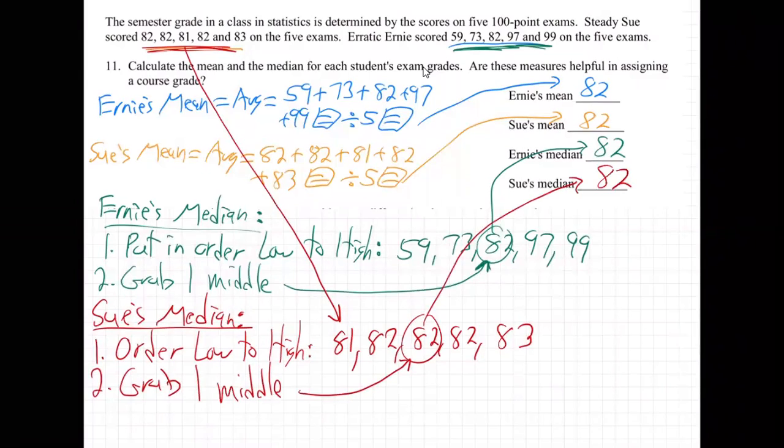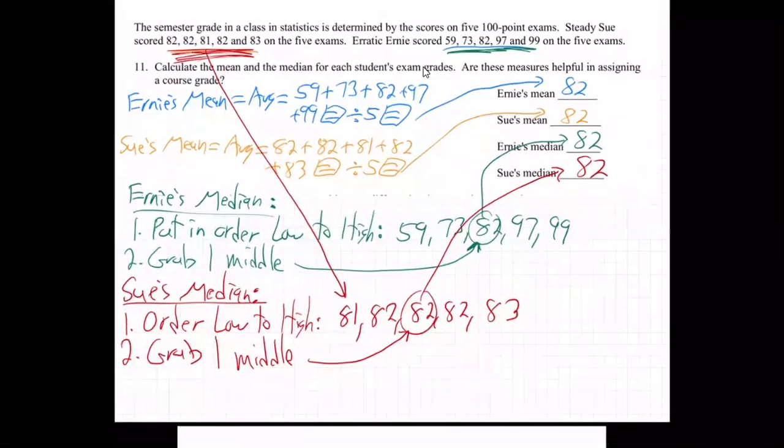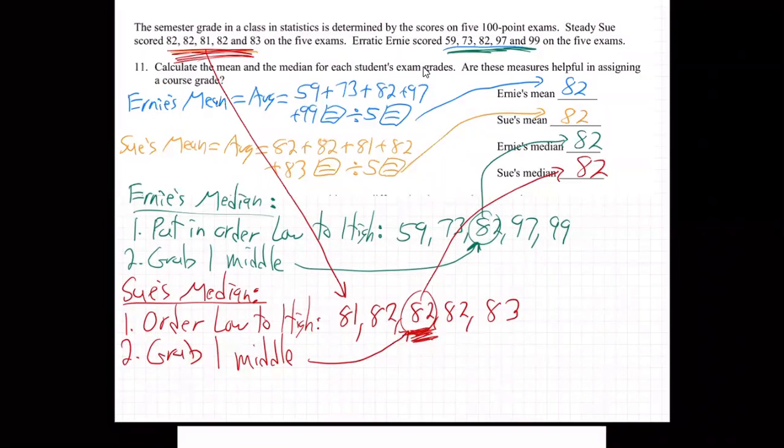So 82. But look what would have happened. Here's the mistake that many of my students have made over the years. They'll forget to put these in order. They'll grab the one in the middle and they'll get the wrong answer. See how that would have been 81? That would have been wrong. So the median is the one in the middle when you're ordering them from low to high. Do you get the idea? It's another way of finding the middle of a data set, but you've got to put them in order if you're going to do that. All right, we good there?